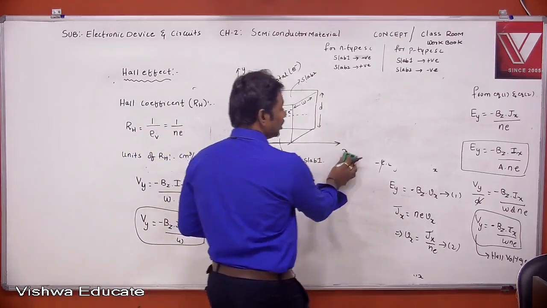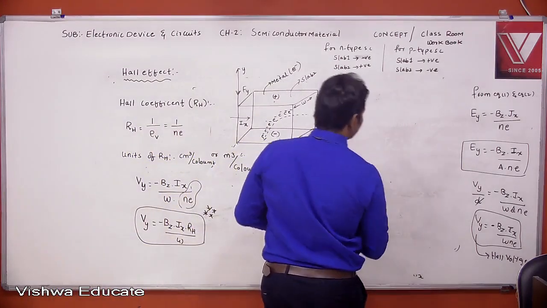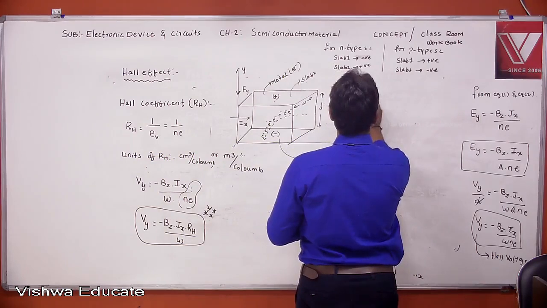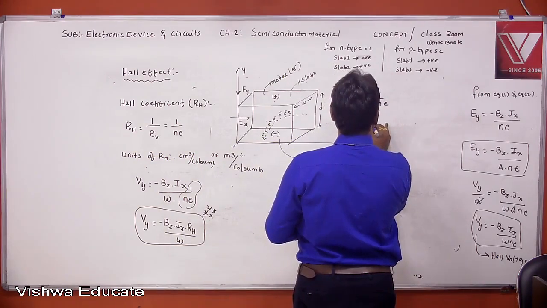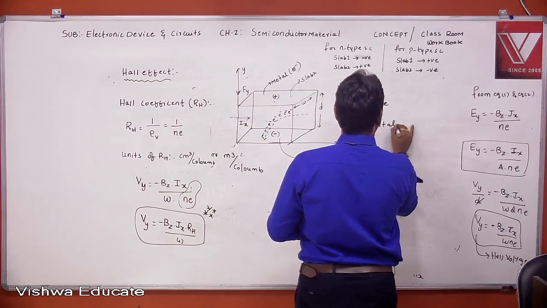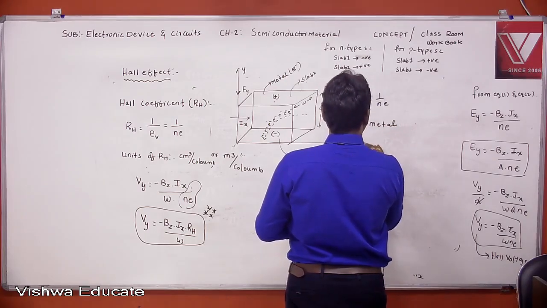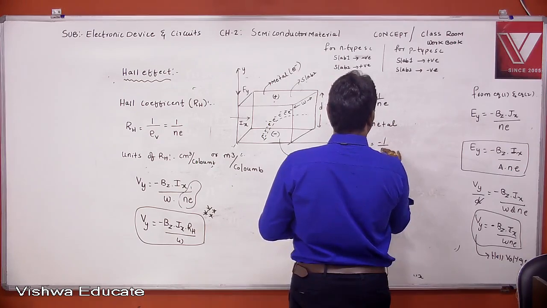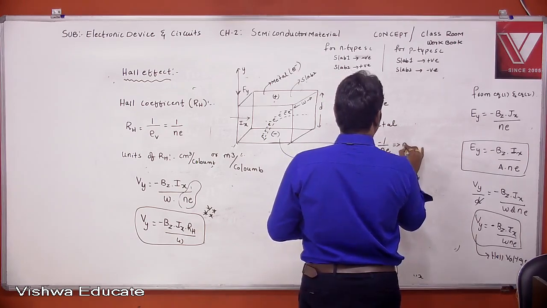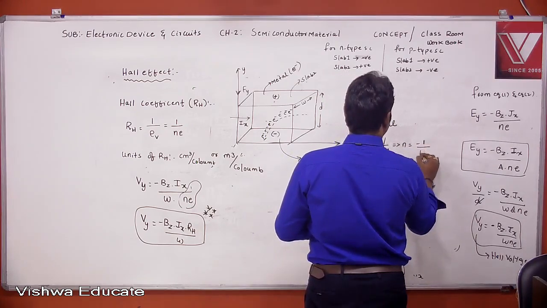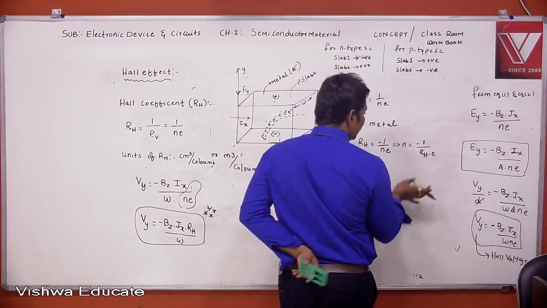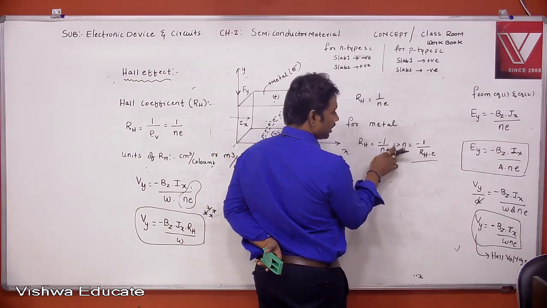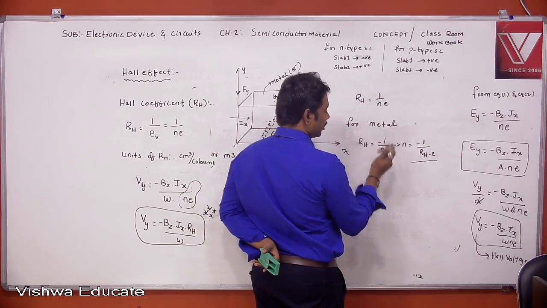We know the Hall coefficient is equal to 1 by Ne. For metal, the Hall coefficient is minus 1 by Ne. From this, N is nothing but minus 1 by RH into E. Now with the help of this equation, we can calculate the carrier concentration in a metal.